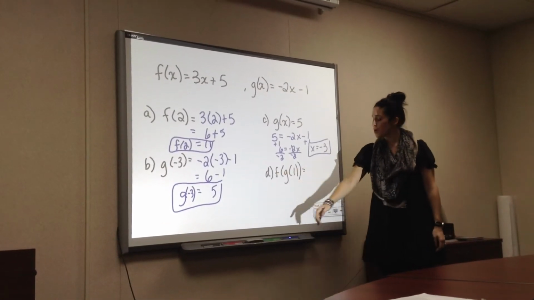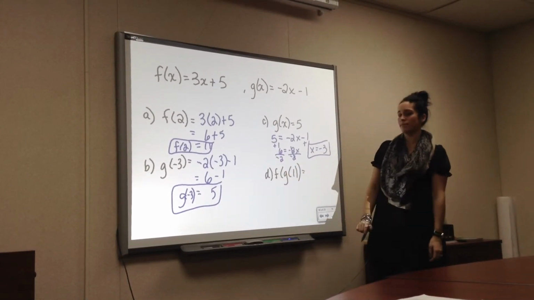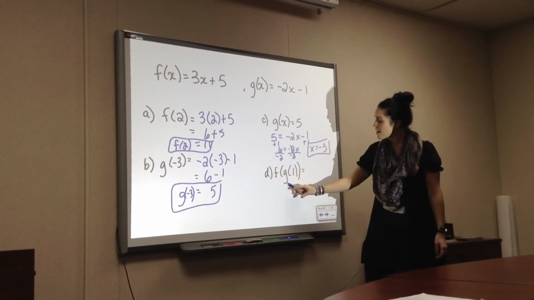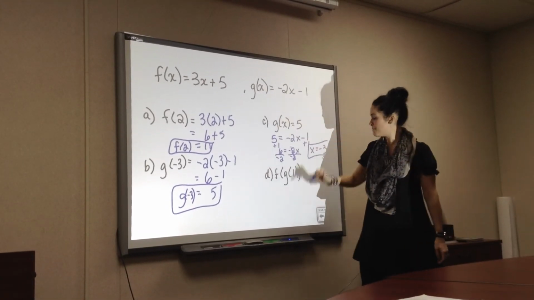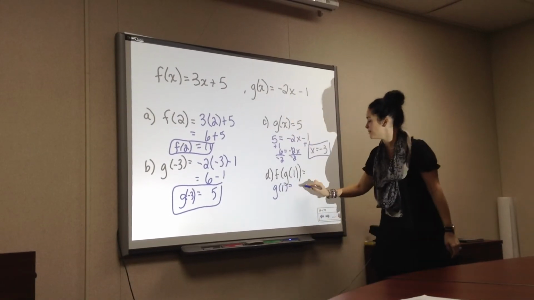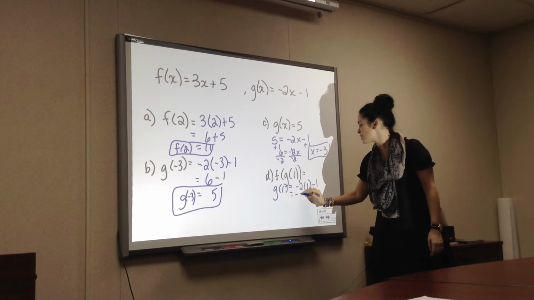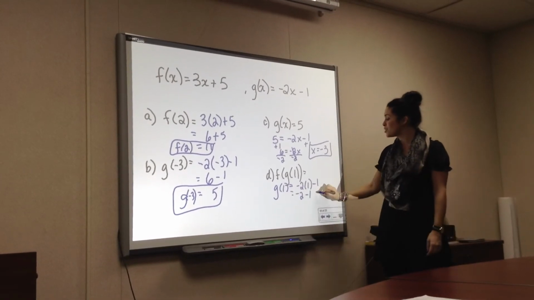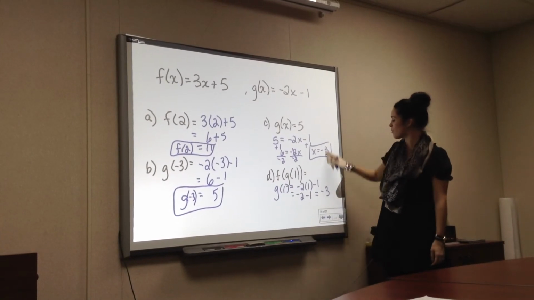Okay, these are the stretch questions where I want you to find f of g of 1, okay? So you need to start by finding g of 1. So you're going to use this equation, because this is the g. So g of 1, again, you replace all of your x's by 1. Okay? So minus 2 times 1 is minus 2 minus 1. Minus 2 minus 1, minus 3. Love this. I know some kids can struggle with that.